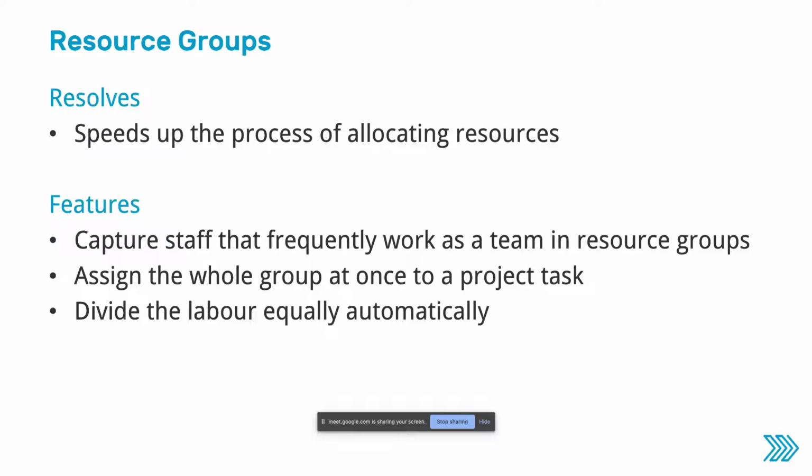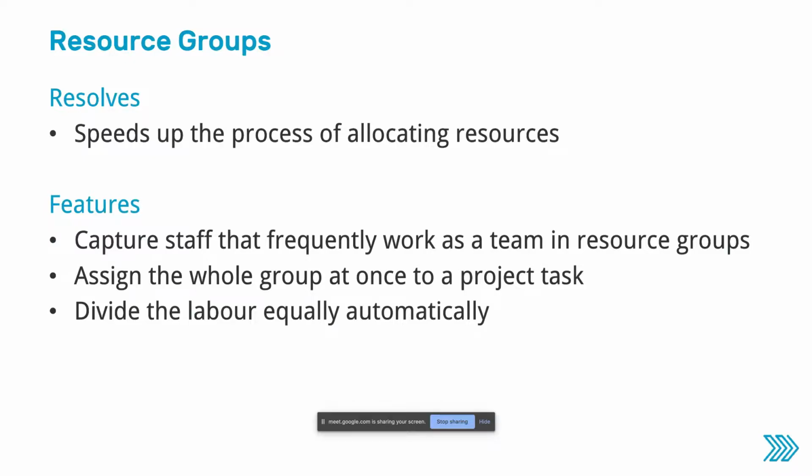Good to start with is that it doesn't currently work with resource allocations yet. So it only allows you to assign a resource group to a project task in one go. So if you work with teams that are built up the same for a lot of projects, and you assign the same group of people to project tasks quite often, it can be quite useful to set up resource groups. What you can do to a project task is, if you have a group of resources and they are grouped in a resource group, you can assign them in one go and automatically divide the labor over these people equally.